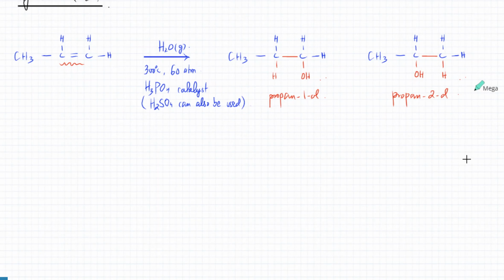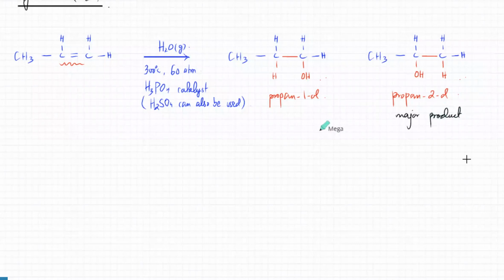And then there's another issue, and that issue is that you're going to have major and minor products. Why you're going to have that is a separate discussion. We'll do that right at the end. This one is going to be your major product.